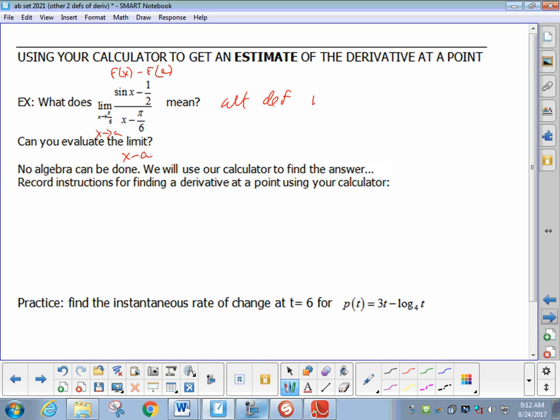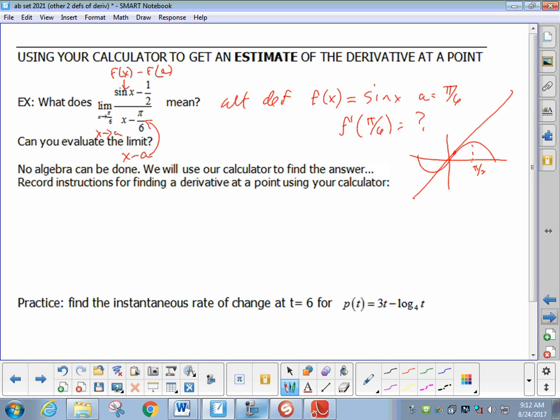Alternate definition. What is f of x? What's the function? Sine of x. Where should I look? Right there. Okay? What's a? Pi over 6. Okay? Look here. And so you're looking for f prime at pi over 6, really. Here's the sine curve. Here's pi over 2. So pi over 6 would be here. All right? You're looking for that slope.